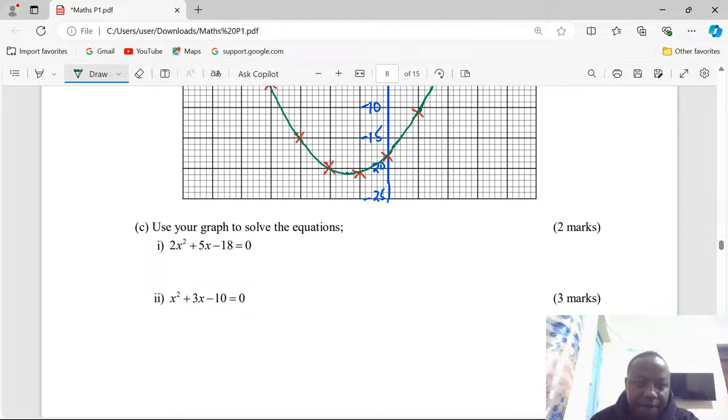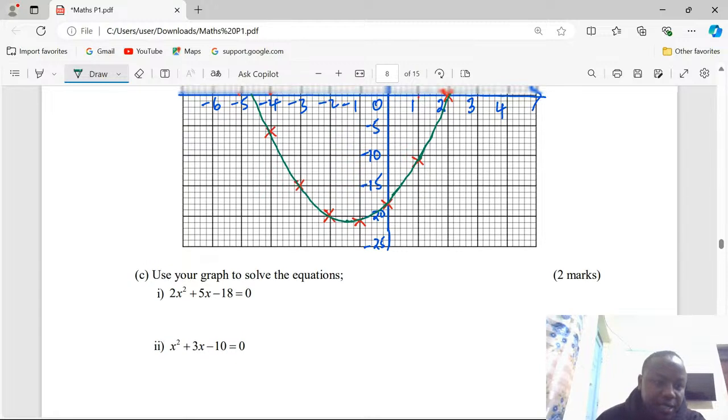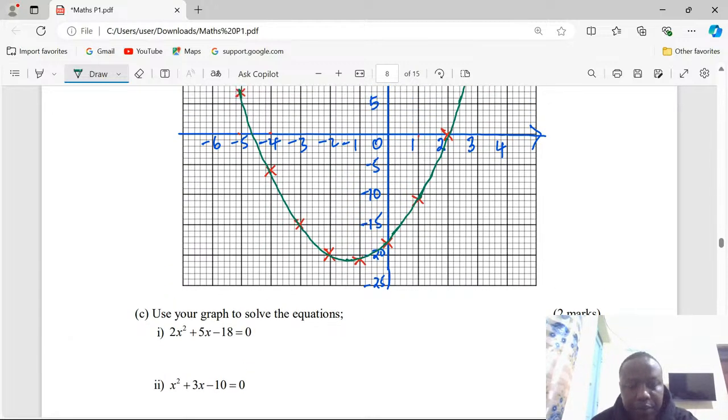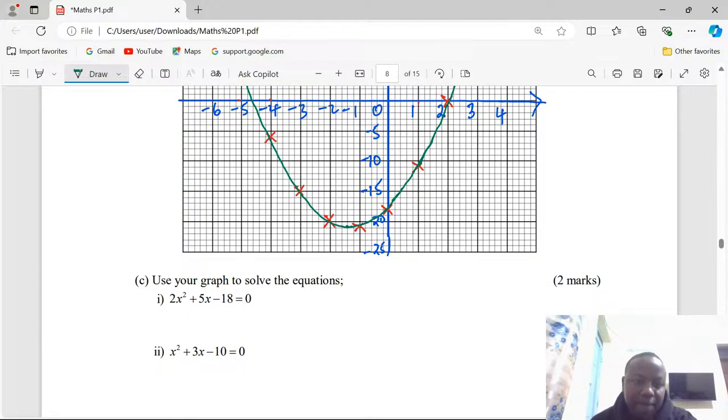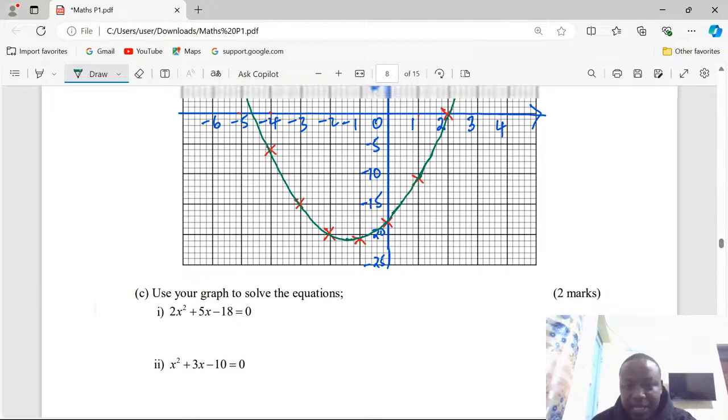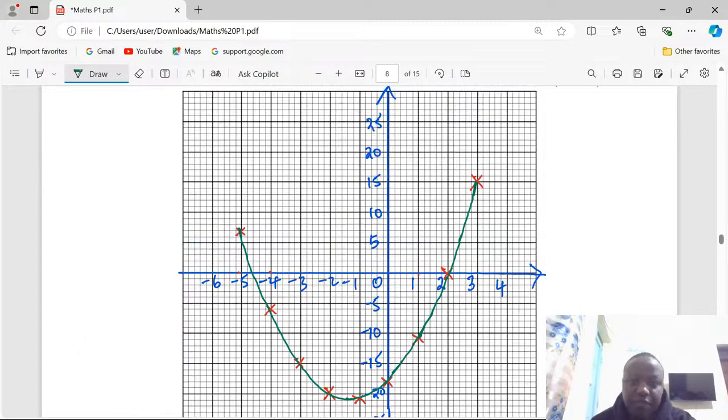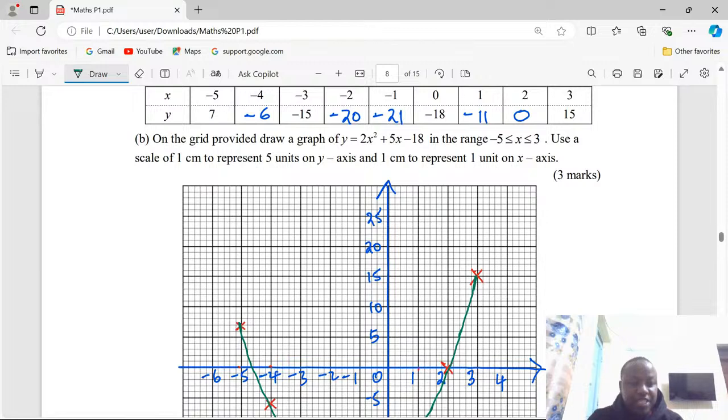Use your graph to solve the equations. The first equation is 2x squared plus 5x minus 18. So for us to solve the equations, we are supposed to ensure that we subtract each of the equations from the original equation which has been plotted, so that we may come up with a linear equation.